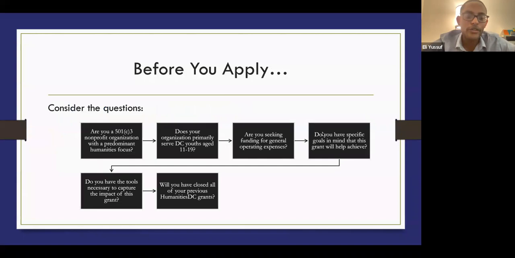Now, before you apply, just remember these steps. If you answer yes to each one of these, you are eligible at the very least for this grant. This grant is a good fit for you. Are you a 501c3 nonprofit with a predominant humanities focus? Does your organization primarily serve DC youths aged 11 to 19? Are you seeking funding for general operating expenses? Do you have specific goals in mind that this grant will help achieve? Do you have the tools necessary to capture the impact? And will you have closed all of your previous Humanities DC grants?